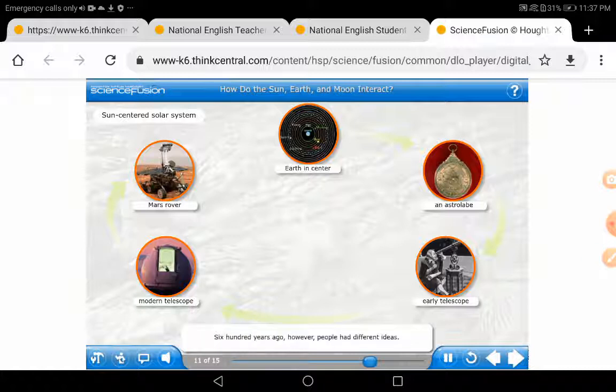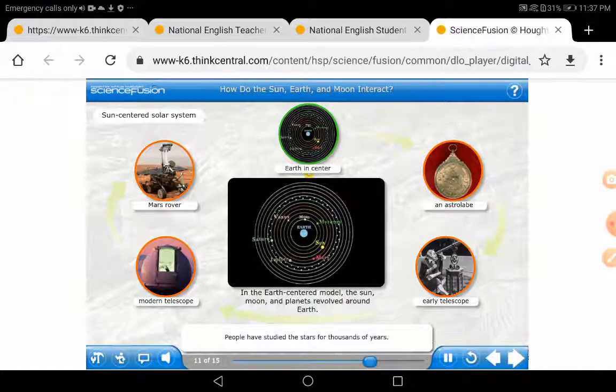Okay, let's listen. We know a lot about the movement of Earth and other bodies in our solar system. 600 years ago, however, people had different ideas. The invention of telescopes helped astronomers learn more about Earth's motion in space. Click the image at the top to begin learning more about how ancient astronomers and modern scientists study Earth and space. Okay. People have studied the stars for thousands of years.